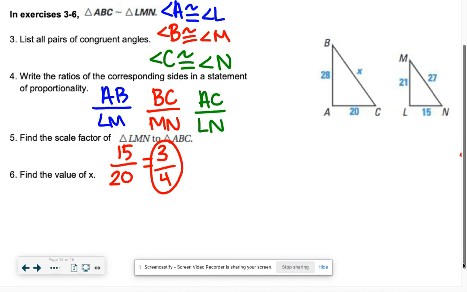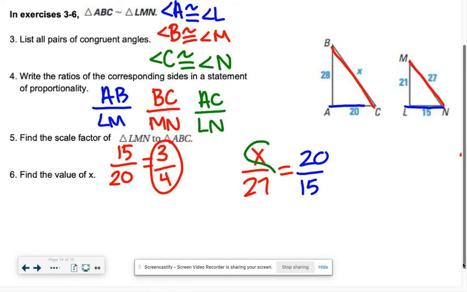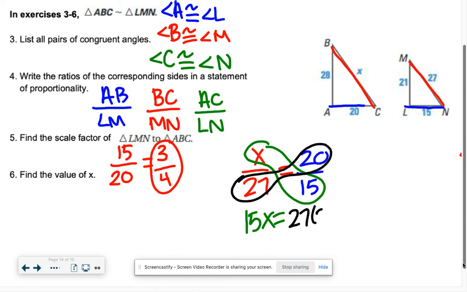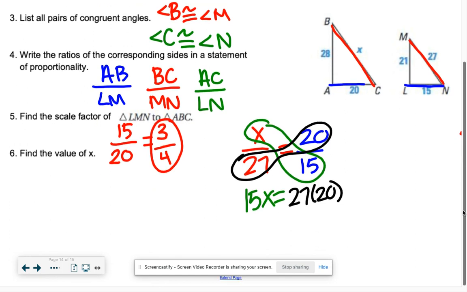Find the value of x. Okay. 15 over 20, no, x over 27. Yep, x over 27. That's good. Okay, now we come back to the big one. What side do you want to use? 15 and 20, so 20 over 15. Someone needs to remind me what 27 times 20 is. 540. For a final answer of 36.